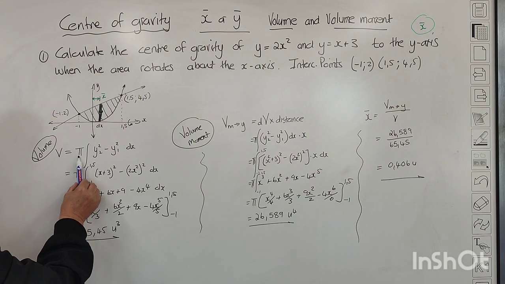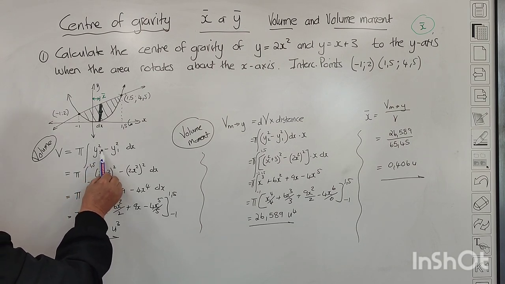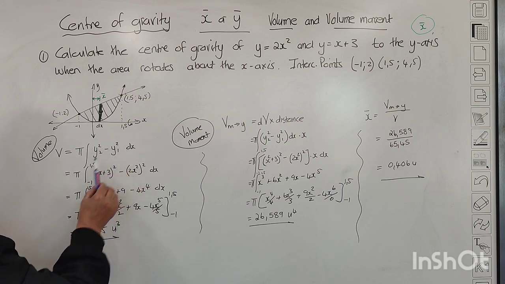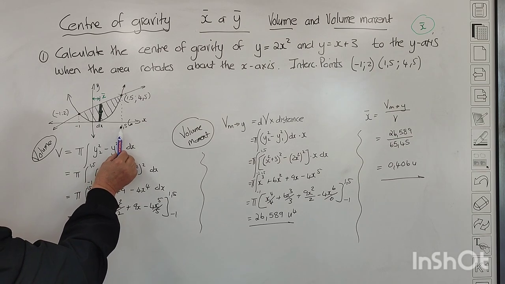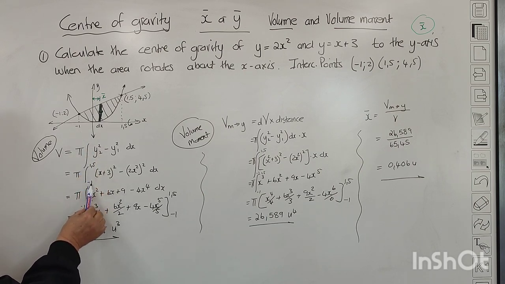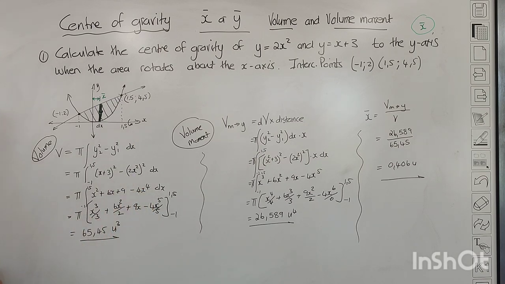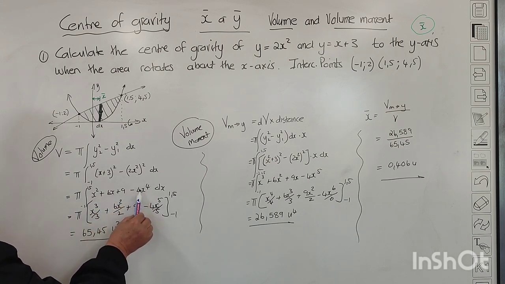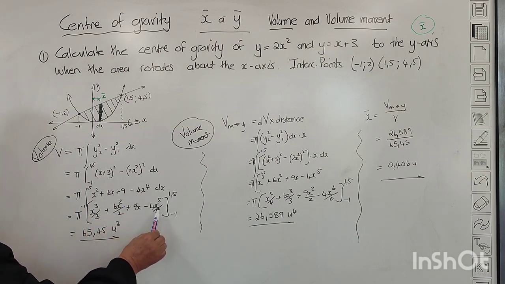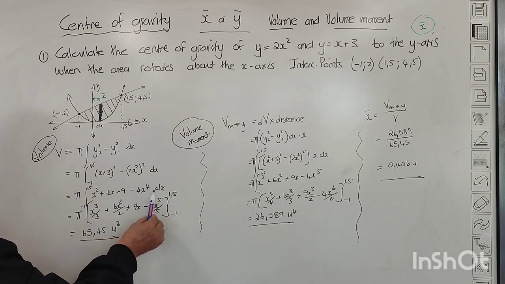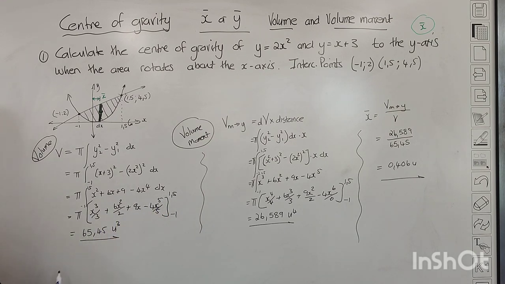So this is V equals pi y squared, or square the first equation minus square the second equation. So I'll write down my upper and lower limit. My volume is going to be calculated from 1.5 down to minus 1, my one equation squared minus the other equation squared. And then I square them, integrate all the terms with reference to x, and then I can substitute my upper and my lower value in, and it will give me an answer of 65.45 units cubed. So this is for the volume.